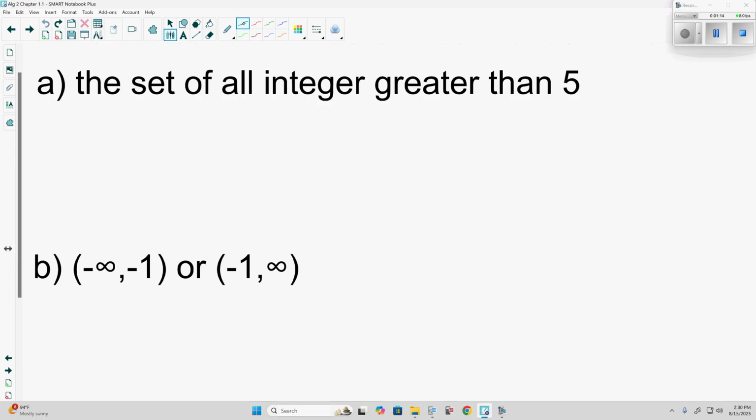So when we look at this first one here, the set of all integers greater than 5, there are two key pieces we need to be able to write in set builder notation. One is we need to know the type of numbers we're talking about. Here, the type of numbers are integers. Our description is going to be greater than 5. So we're talking about the set of integers greater than 5.